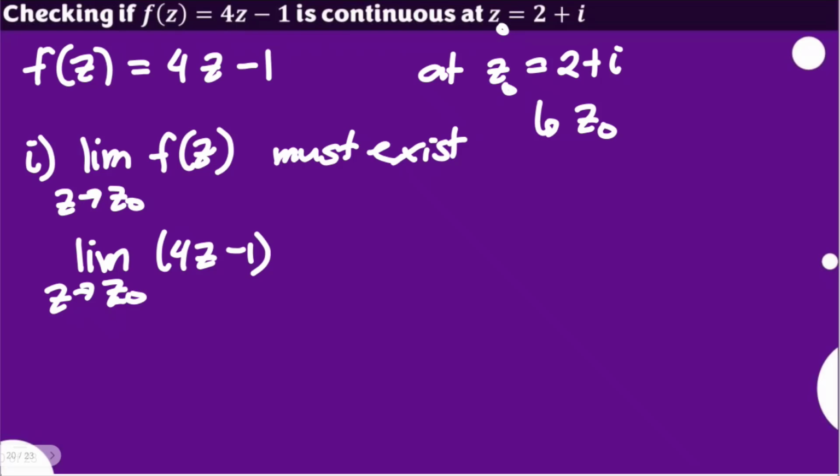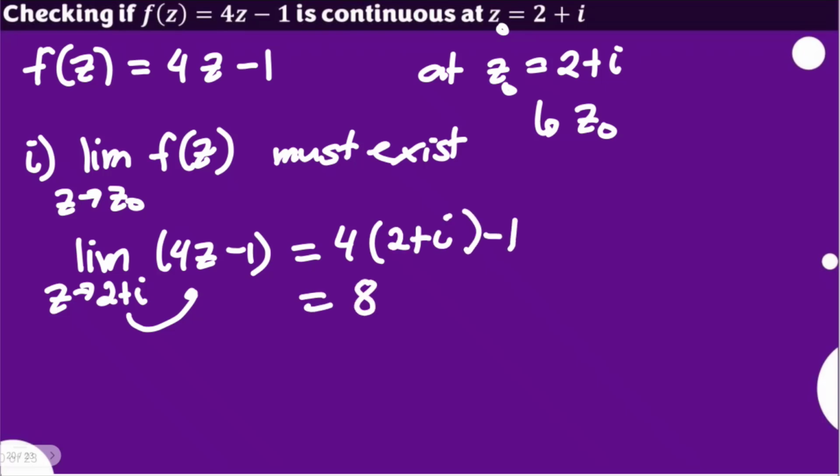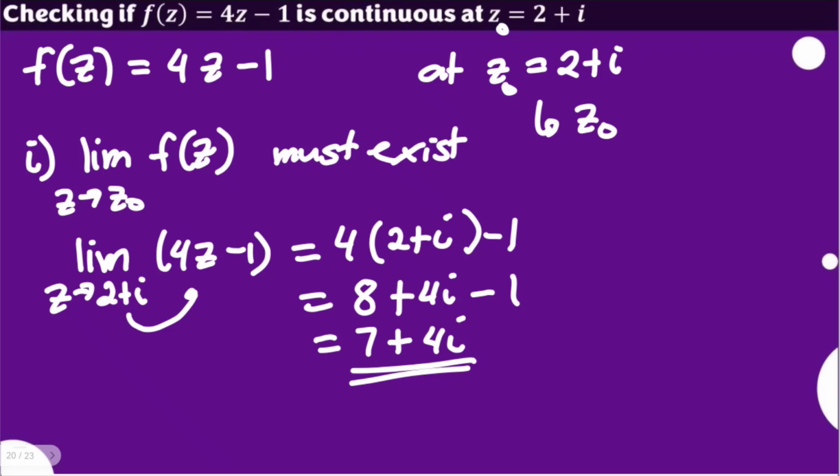Take note, this is a limit, so we'll be using some limit theorems, or simply substitution. This is equivalent to 4 times z sub 0, which is 2 plus i. Substituting that here, 4 times 2 plus i minus 1 gives us 8 plus 4i minus 1, so we have 7 plus 4i. This is the value of our first condition, and since this is still within the realm of complex numbers, we have guaranteed that our limit, or the first condition, exists.